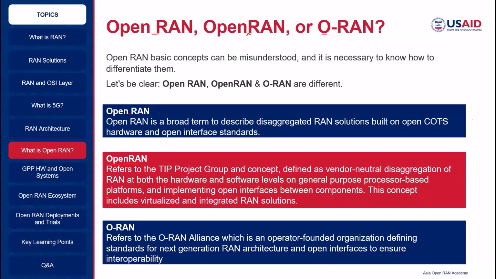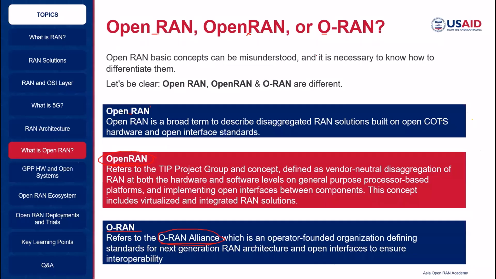Next is the ORAN. When we say ORAN, it refers to the ORAN Alliance, which is the operator-founded organization defining standards for next-generation RAN architecture. This is the standardization body, the ORAN Alliance. The other one is under the TIP project group, and this one is the movement. When you see these three words, you need to understand that they are different from each other.